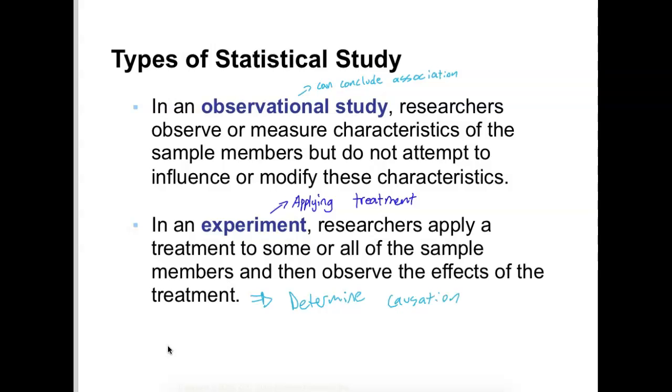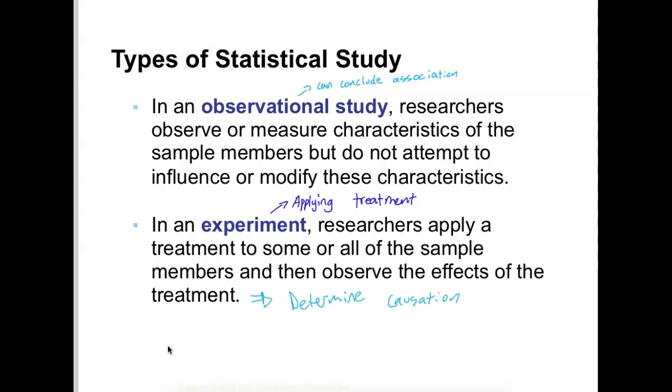Okay. So it's pretty widely known that religion is associated with longevity. Do you know what I mean by that? Religious people tend to live longer. It's a fact. However, that doesn't mean being religious causes you to live longer. Why? Because there's never been a controlled experiment to determine that. Because it would be unethical.